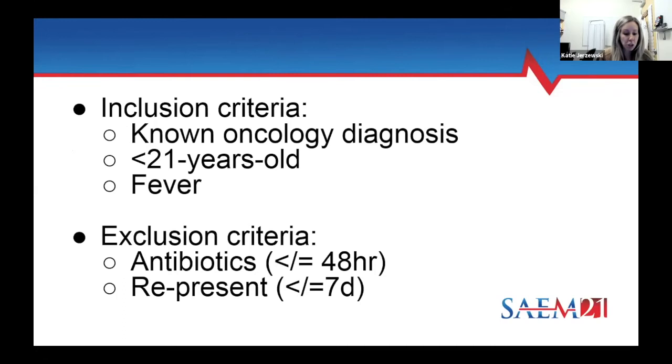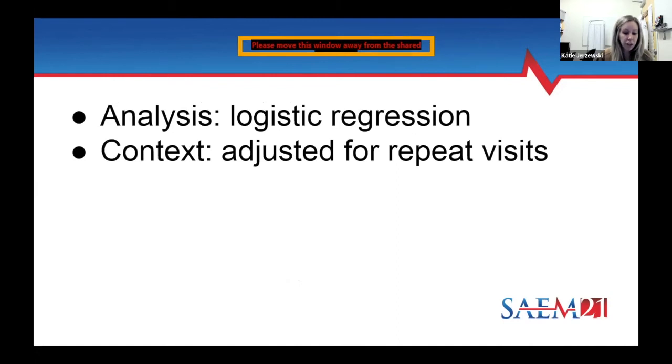We included patients up to 21 years old with a known oncological diagnosis who presented with a reported or documented fever of 100.4 degrees or higher. We excluded patients who recently received any therapeutic antibiotics via any route of administration within 48 hours prior to presentation. We also excluded patients who represented within 7 days to avoid persistently positive results from prior infections. Results were analyzed using logistic regression in the context of the generalized linear mixed model in order to accommodate multiple visits by the same patient.